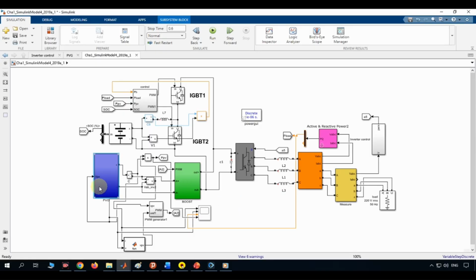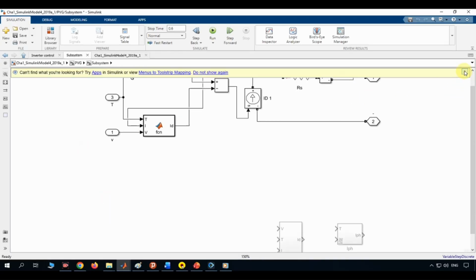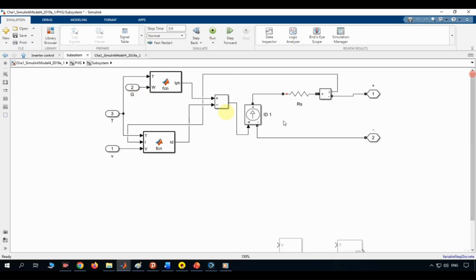Everything starts here, at the PVG block. This is the solar array itself, modeled from first principles using the single diode equation. Inside, one function calculates the photocurrent generated directly by sunlight, based on irradiance and temperature. A second function calculates the diode current lost internally to the cell's own PN junction, which depends on temperature, the array's operating voltage, and its operating current.